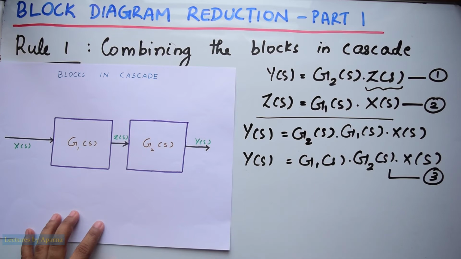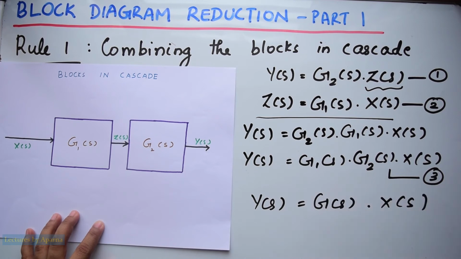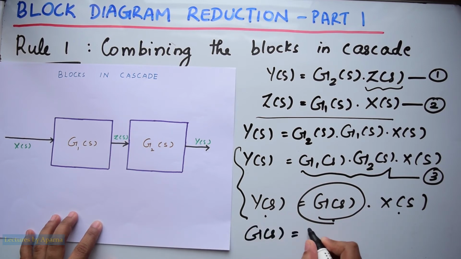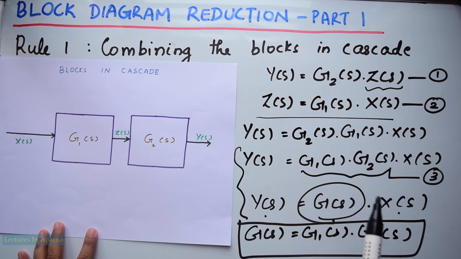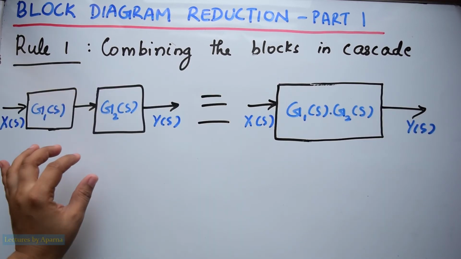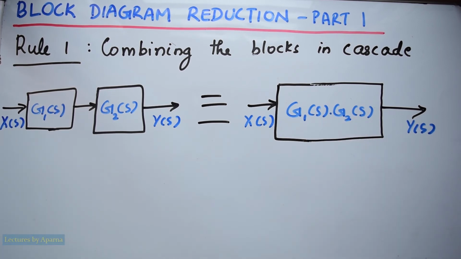Compare this equation with the standard output equation, that is Y of S is equal to G of S into X of S, where Y of S is the output, X of S is the input, and G of S is the overall transfer function of the system. So when you compare these two equations, you can see that this term is equal to G of S. So we can write G of S is equal to G1 of S into G2 of S here. That means you can represent two blocks in cascade as a single block with transfer function G1 of S into G2 of S. So here two blocks in cascade have been reduced into a single block with transfer function G1 of S into G2 of S.